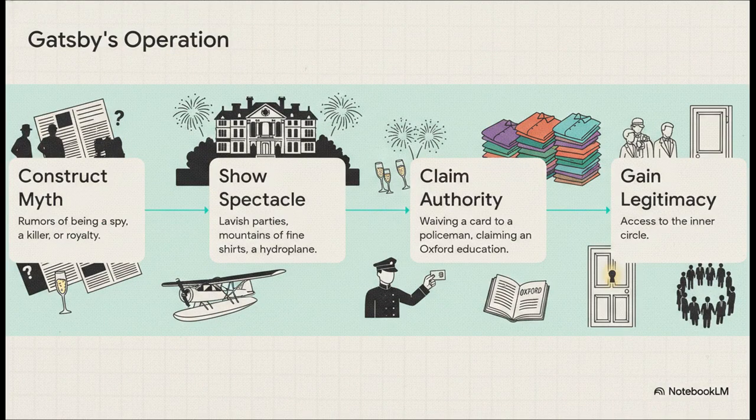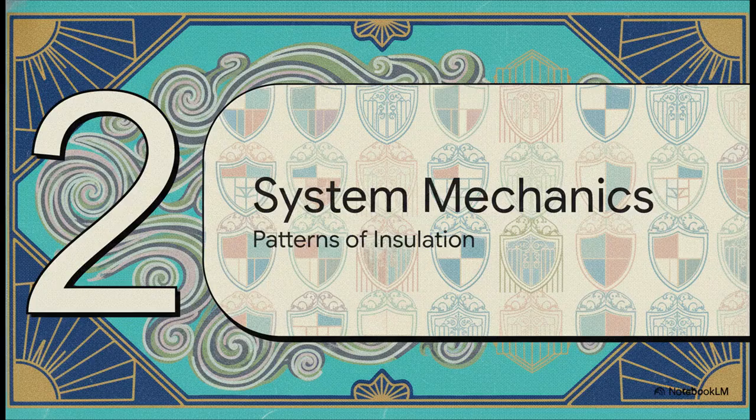Just think about Gatsby's entire operation as a four-step process. First, he has to construct a myth about himself through all those strategic rumors. Second, he displays this overwhelming spectacle, the wild parties, the mountains of fine shirts, the hydroplane. It's a raw demonstration of power. Third, he projects authority, whether he's flashing a card to a cop or name-dropping his Oxford education. And the whole point of all this, the final step, is to gain legitimacy, to get access to that inner circle.